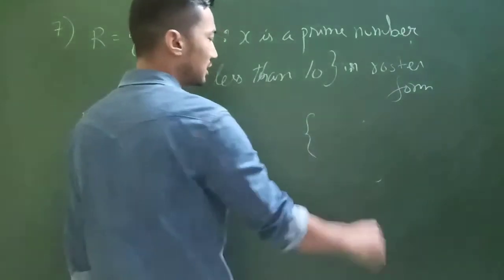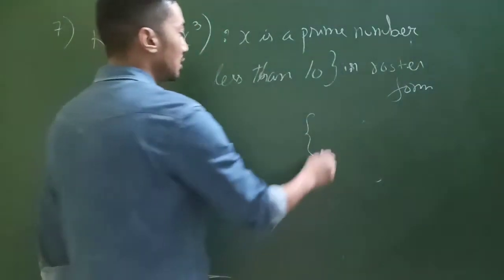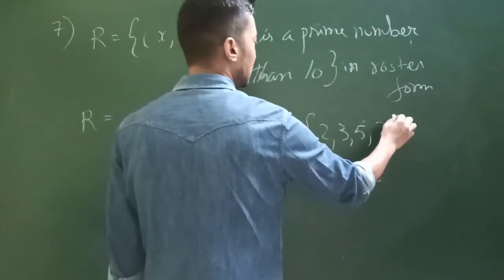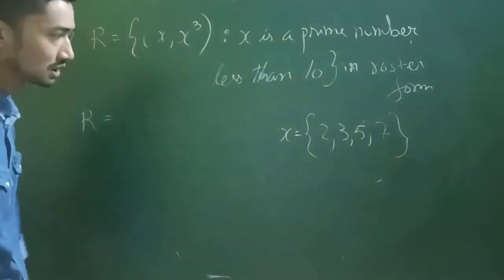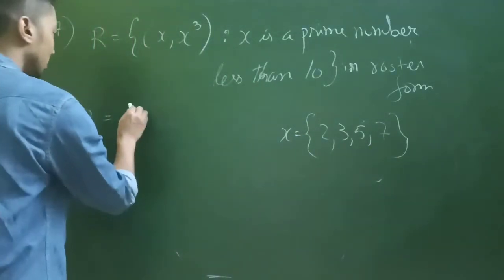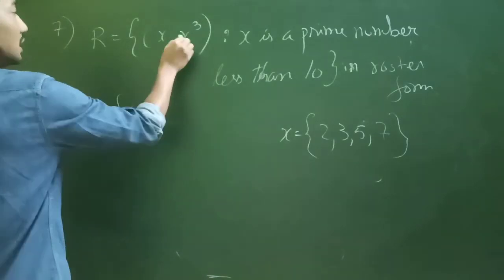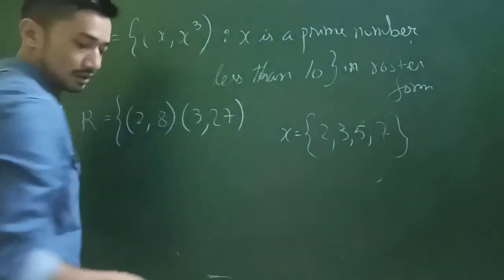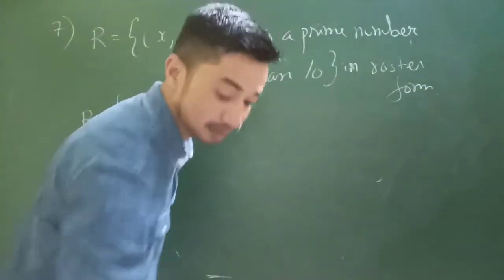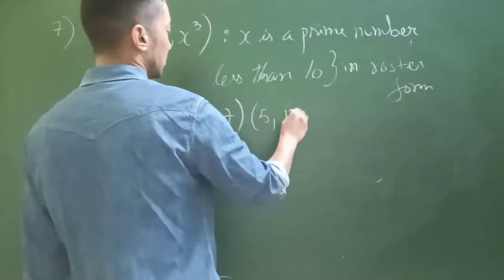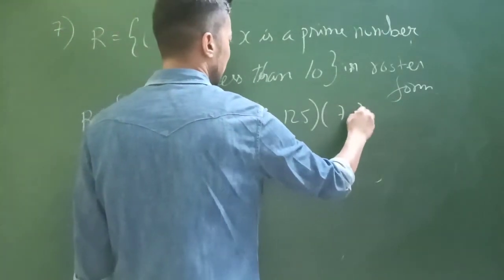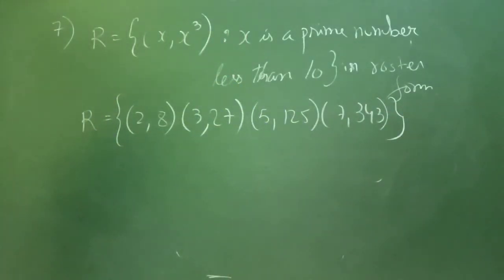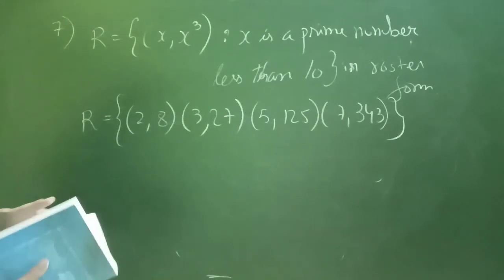So what are the prime numbers less than 10? 2, 3, 5, 7. Yeah, prime numbers 2, 3, 5, 7. So once that is decided, everything is done. The ordered pairs will be: when x is 2, it will be 2 cube, 8. When x is 3, it will be 3 cube, 27. When x is 5, it's going to be 125. When x is 7, it's going to be 343, because 7 cube is 343. Got that? Done. That's it.